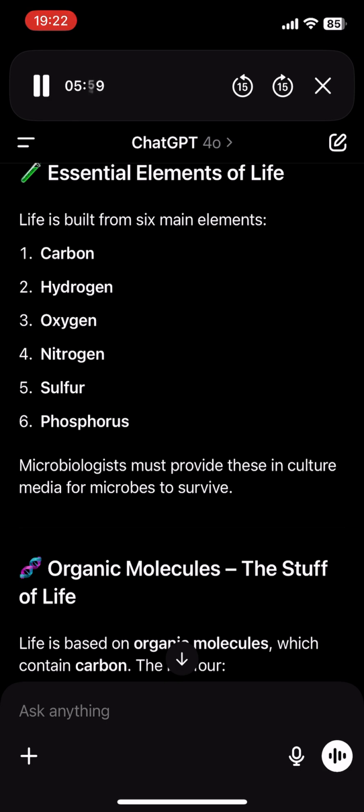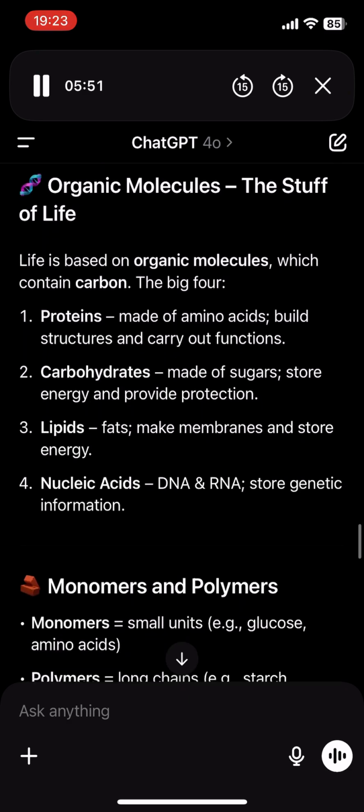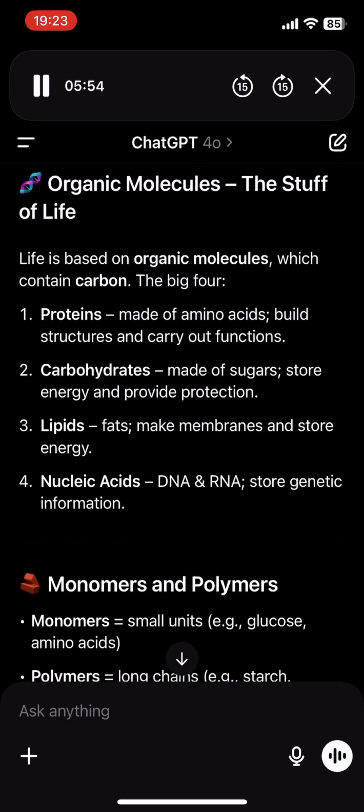Organic molecules, the stuff of life. Life is based on organic molecules, which contain carbon, the big four. 1. Proteins, made of amino acids, build structures and carry out functions. 2. Carbohydrates, made of sugars, store energy and provide protection. 3. Lipids, fats, make membranes and store energy. 4. Nucleic acids, DNA and RNA, store genetic information.